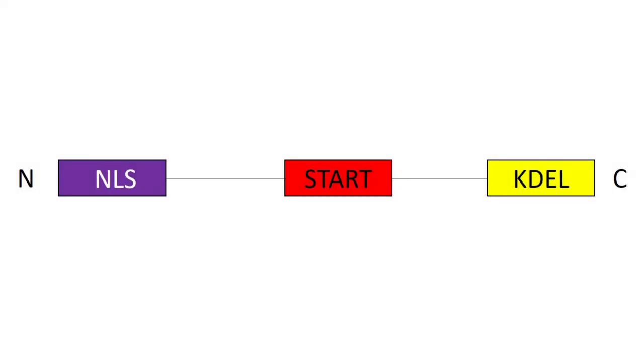In this example, we've got quite a mix of different sorting signals. We've got a nuclear localization signal sequence, or a nuclear import sequence, followed by an ER start signal sequence, and this would be an internal start sequence. And at the very end, we've got a KDEL signal sequence, which is an ER retention sequence. So watch the next segment of this video to see what eventually happens to this protein.